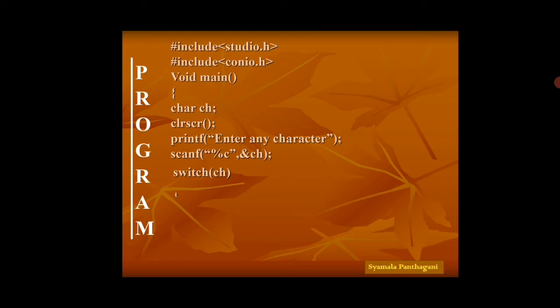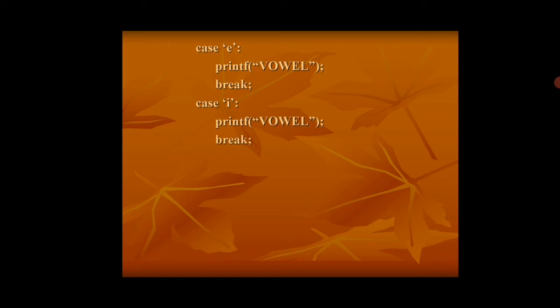If this character is equal to the first case label, that is A, it prints vowel. Next, break. Now, if the given character is not equal to A, then the compiler goes to case 2, that is E. The label is E. If we entered E, it prints vowel. Next one, break. Otherwise, if we give I, it prints vowel. Again, break. If this is also false, the compiler goes to the next case, that is O.